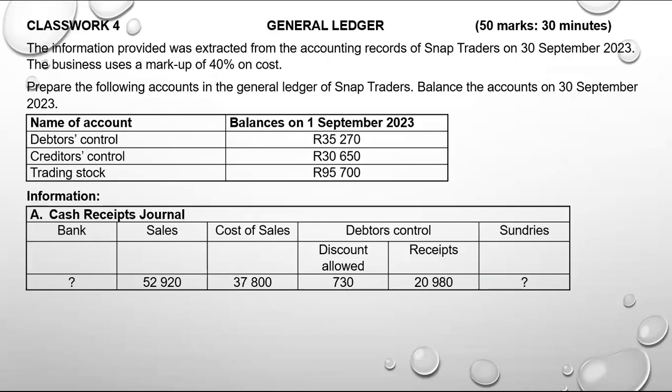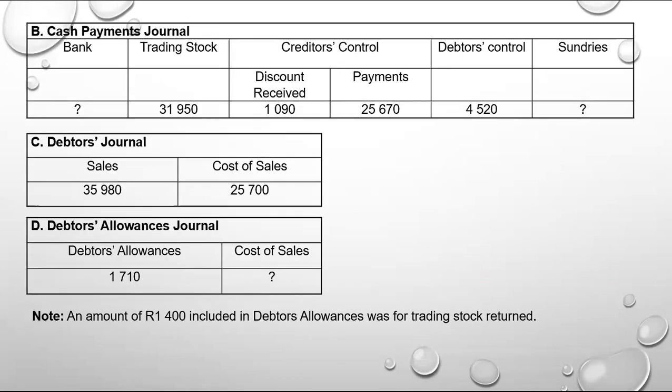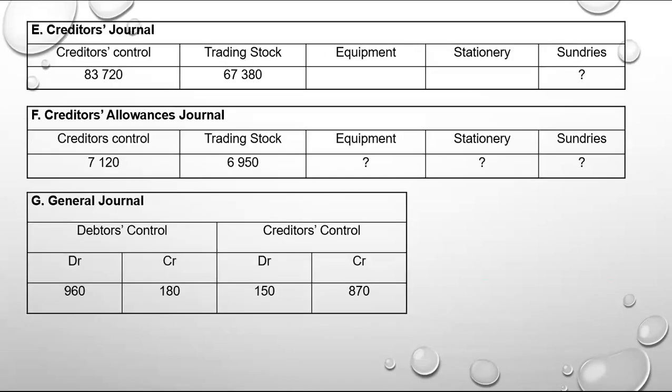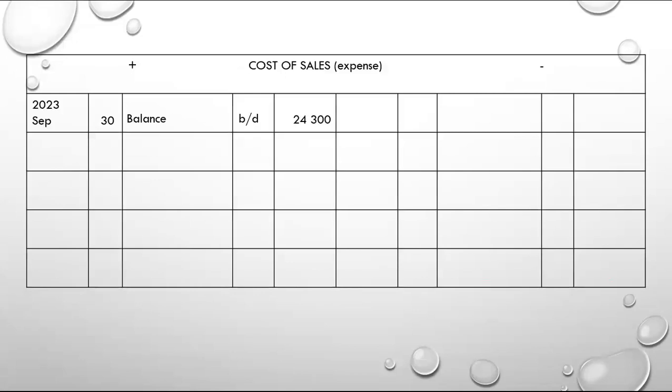Try this one out. General ledger, guys, you can go to podcast or playlist and check videos on the general ledger before you try this one out. Please try it on your own, okay? And the accounts that are required will be this one here and this one over here, as well as cost of sales.